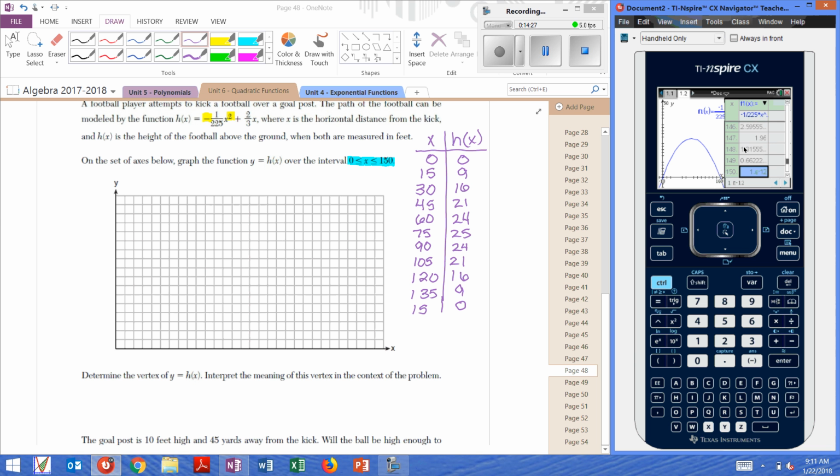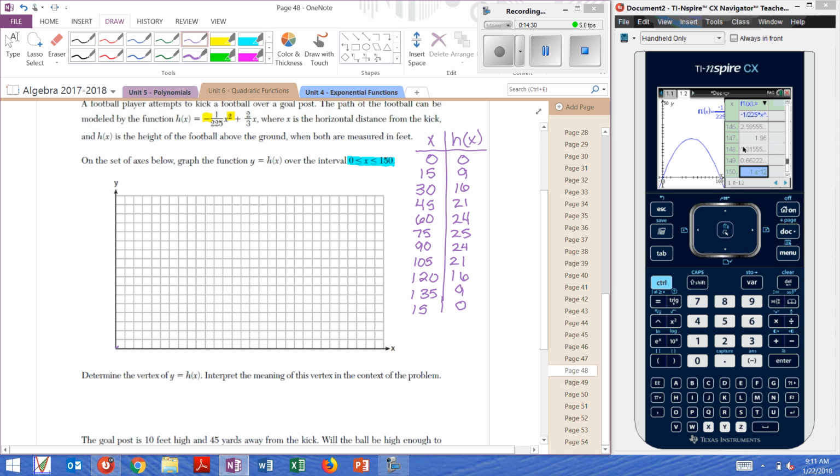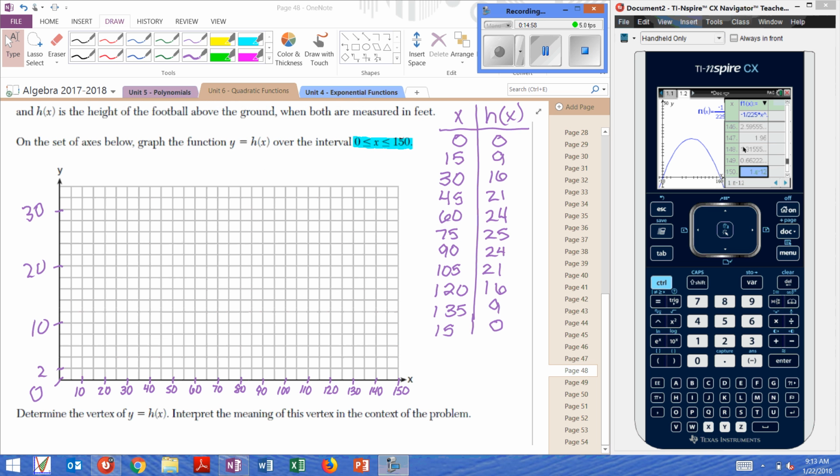Okay, so now we need to graph this. Well, here's 0, 0, and I think I'm going to be able to count by 2s here. So 2, 4, 6, 8, 10, 12, 14, 16, 18, 20, 22, 24, 26, 28, 30, and then maybe by 5s here. So 5, 10, 15, 20. Go ahead and finish labeling yours. Okay, so here's the label. Then pause the video and go ahead and plot all of the points.